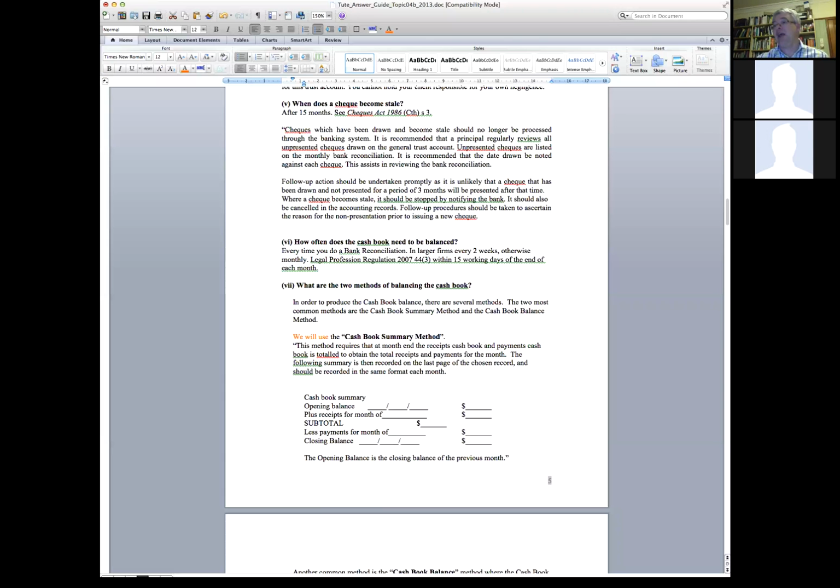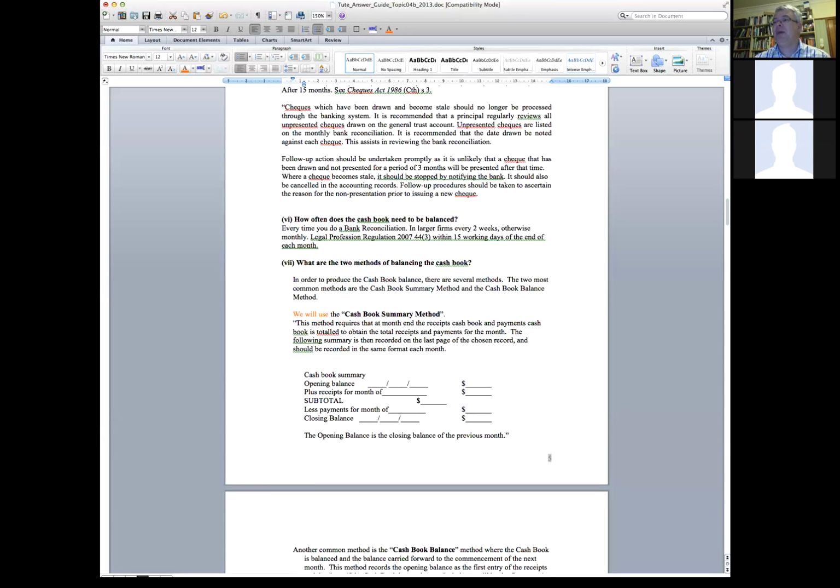Okay, how often does the cash book need to be balanced? Basically, it has to be within 15 working days of the end of each month, and that's required by the Legal Profession Regulation 44.3. Larger firms are going to do it more often than that, simply because of the volume of transactions.